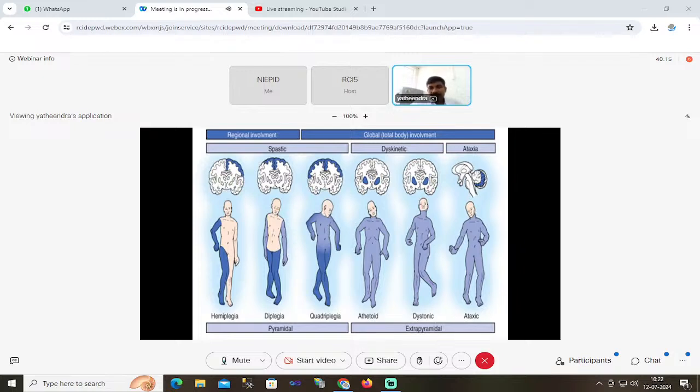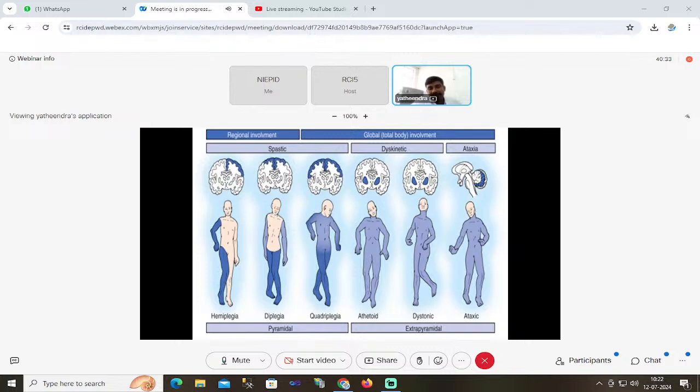Basically, grossly we need to remember whether it is spastic CP, whether it is a dyskinetic movement disorder, or whether it is ataxic, where coordination is affected. When you divide into a broad classification, at the bottom of the slide you can see pyramidal lesions and extrapyramidal lesions.